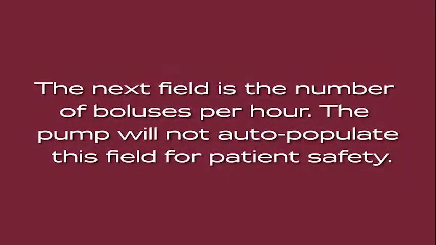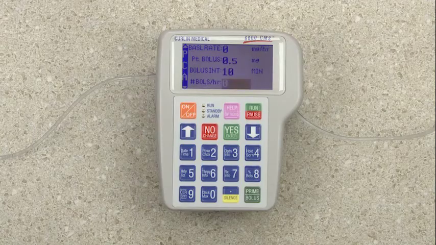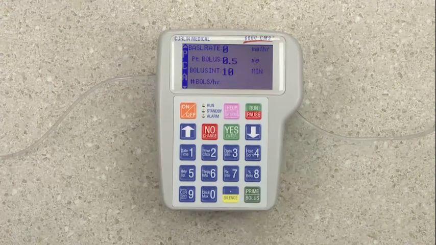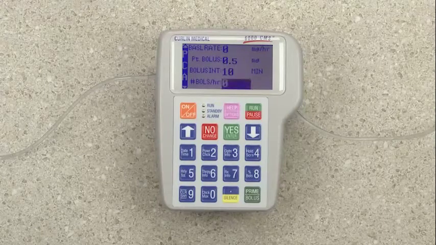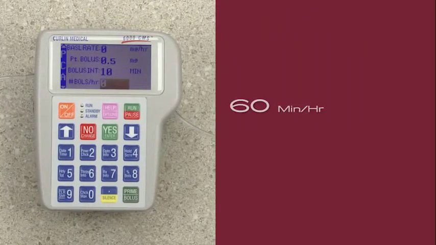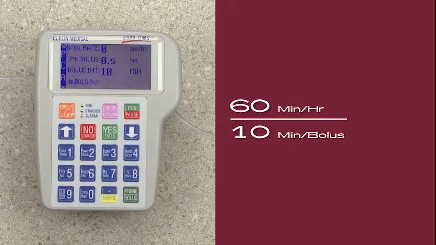The next field is the number of boluses per hour. The pump will not auto-populate this field for patient safety. The pump will allow the maximum doses or less. To demonstrate this feature using simple math, I can input 6 boluses or fewer: 60 minutes in 1 hour, a bolus every 10 minutes, 60 divided by 10 equals 6.